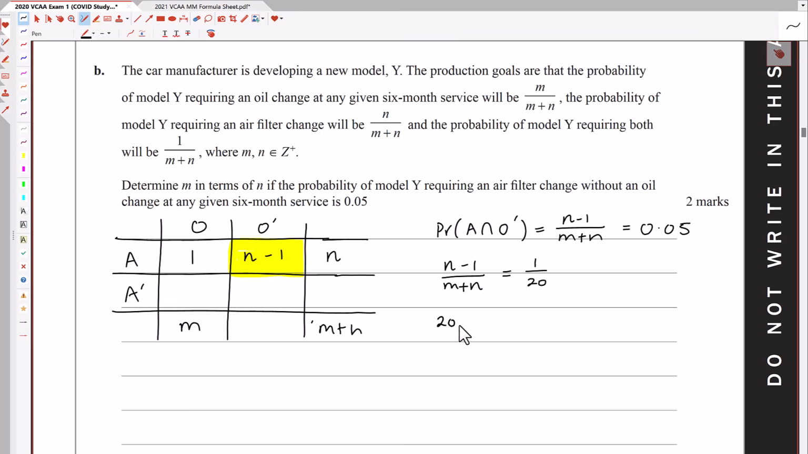I'm going to cross multiply here, so 20 times n minus 1. I hate cross multiply as a phrase. What I'm really doing is multiplying both sides by 20 and both sides by m plus n.